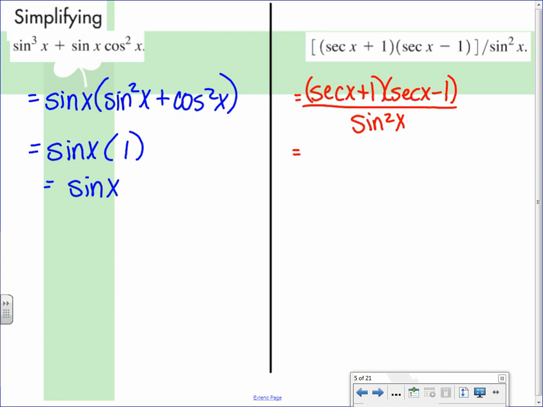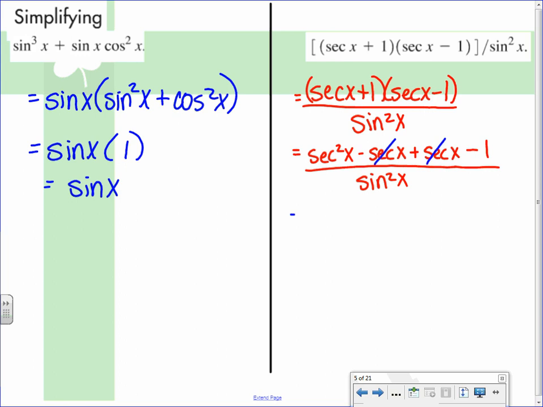Okay, so we're going to FOIL the numerator. What is secant times secant? Secant squared. Outside term, secant times negative 1. Inside term, secant times 1. Positive secant. And then my last term's positive 1 times negative 1, negative 1. What happens? Middles cancel. So now I have secant squared minus 1 over sine squared.